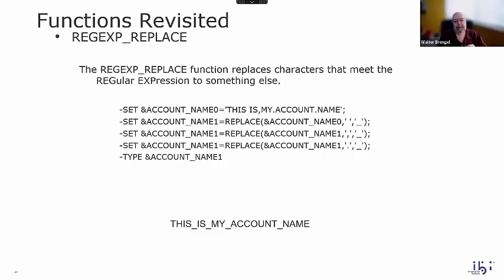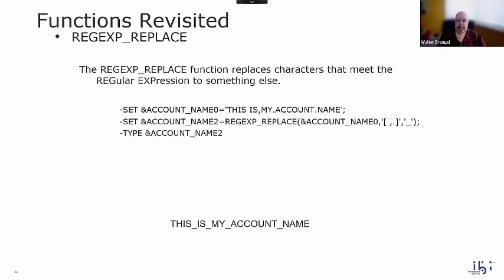And this is how I did it. I took the value and I replaced the space with an underscore. And then I took the result of that and replaced the comma with an underscore. And then I took the result of that and replaced the period with an underscore. And at the bottom, you see my output from the dash type. I have everything separated now by an underscore.